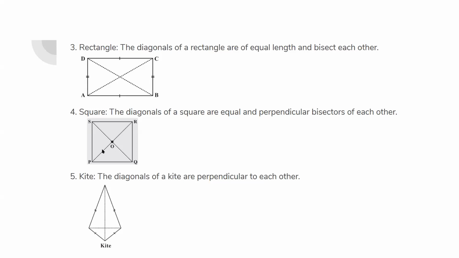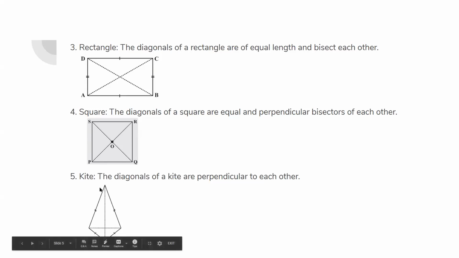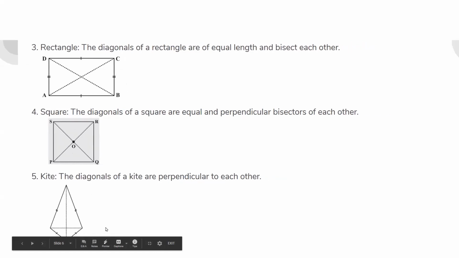That is why they are called the perpendicular bisectors of each other. And the last one is the kite. In a kite, the dotted line shows the diagonal. The diagonals of a kite are perpendicular to each other. That is, at the point of intersection, they will make right angles.